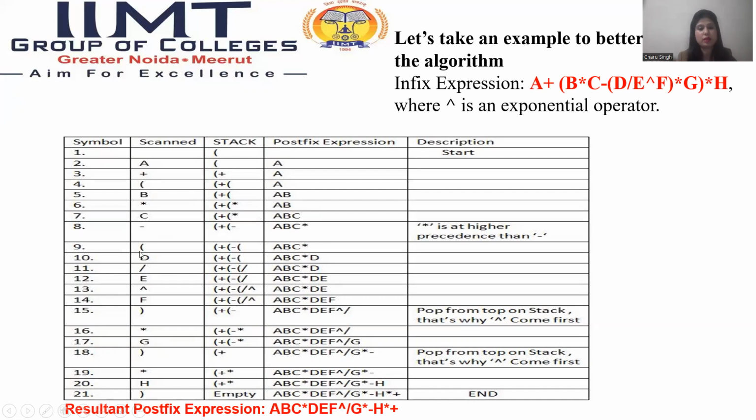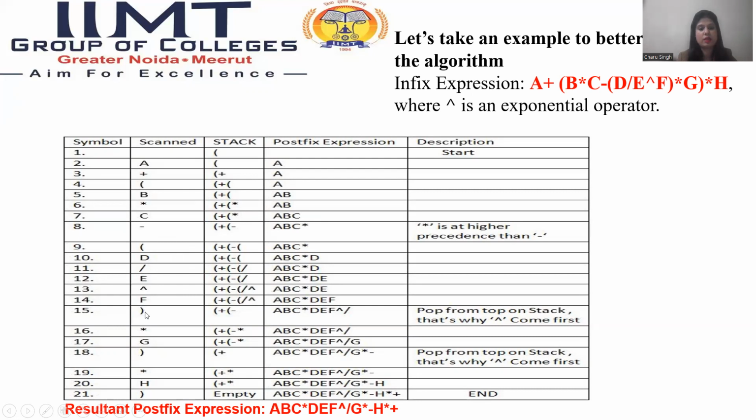Okay. Then we have again a left parenthesis, so again this is placed over here. Then we have D, so again D goes here. And then we have division, so division will be placed on the stack. And again we have E, so E will also be placed after the D. Then again we have the exponent symbol, so the exponent symbol goes to the stack.